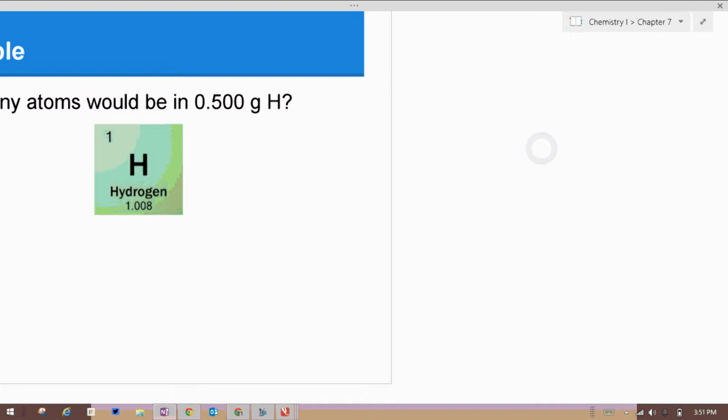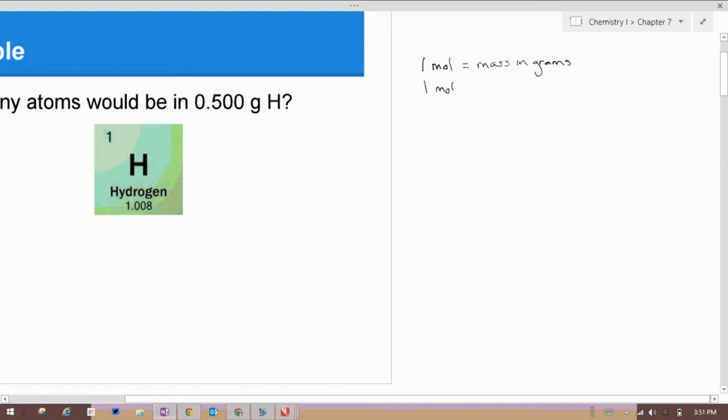Okay, so we just found out that 1 mole of any element is equal to its mass from the periodic table in grams. We also found out that that same mole is equal to 6.02 times 10 to the 23rd atoms.